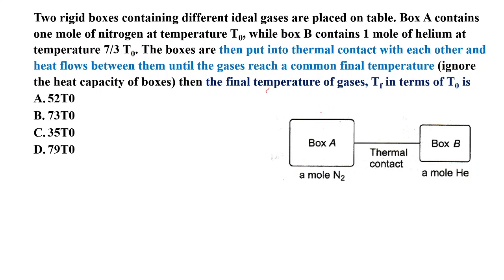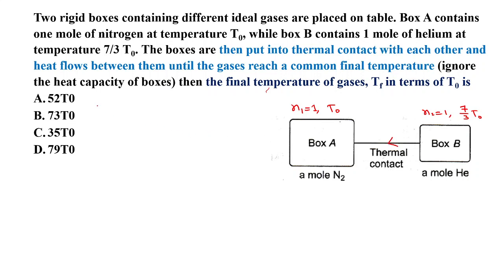So according to the question, the number of moles of N2 is given, that is 1. Got it? And the temperature is given, T0. The number of moles of helium is 1, and the temperature of the helium box is 7/3 T0. Clear? Now, if we bring them in contact, what will happen? Heat will flow from helium to nitrogen.